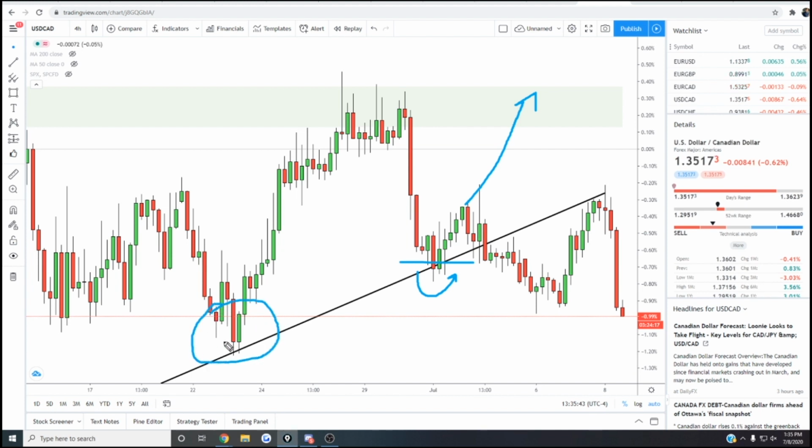Notice how when price comes down to the trend line here, we saw an immediate rally. We saw a lot of strength as buyers stepped in. We did not see the same scenario play out this time when I had gotten into the market.